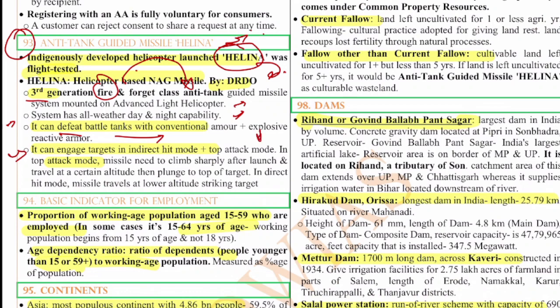In the top attack mode, the missile needs to climb sharply after the launch and travel to a certain altitude to plunge into the top of the target. In direct hit mode, the missile travels at a lower altitude, striking the target. So this Helena is a helicopter version of Nag. Nag is an anti-tank guided missile developed by DRDO.